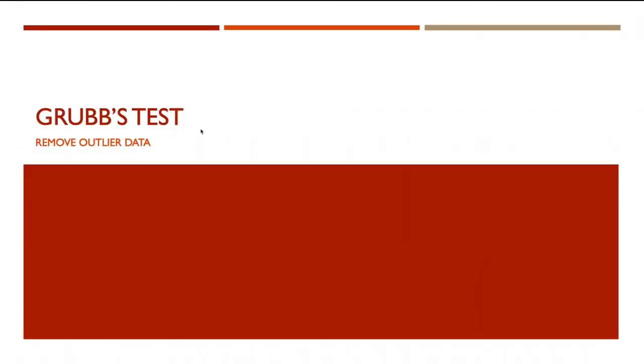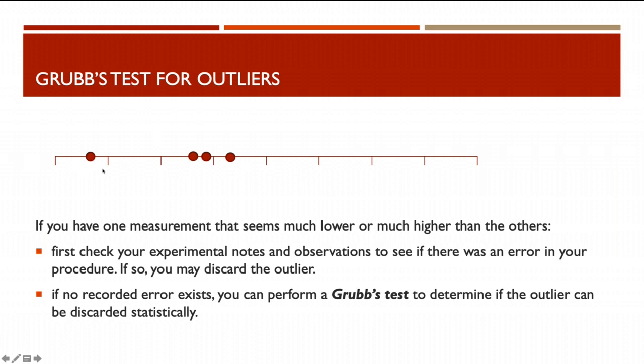We'll be using the Grubbs test as a statistical test to remove outlier data from our data collected in lab. Imagine you're in lab and you take 4 measurements. 3 of them look very close together. The 4th one seems to be a far away measurement from the other ones. Looks to be an outlier.